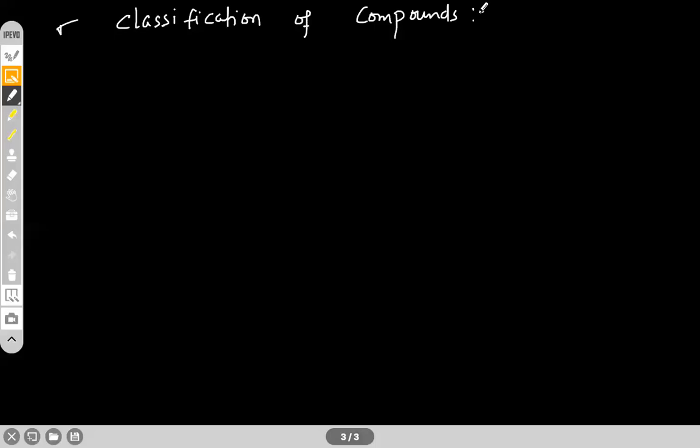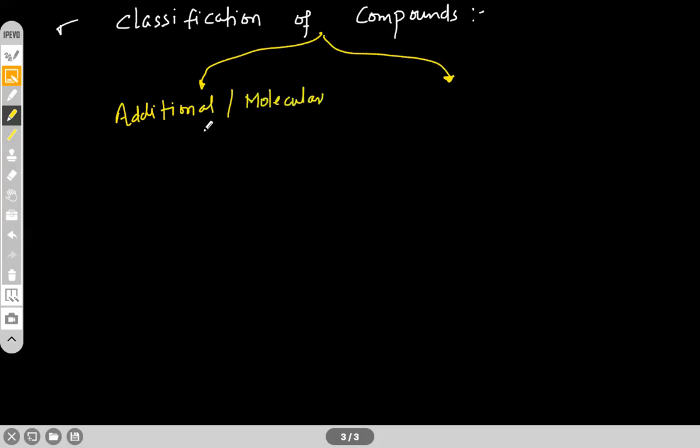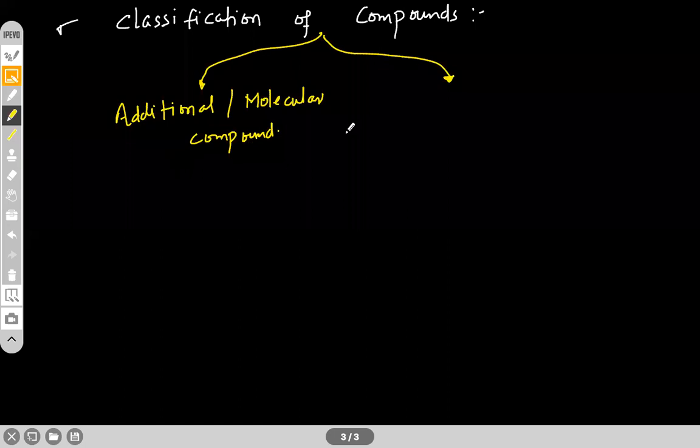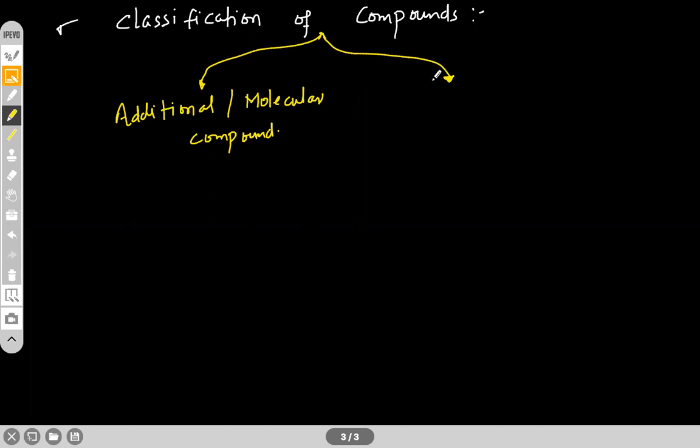Classification of compounds. Compounds mainly are classified into two categories, first of all. One is addition compound, also known as molecular compound.